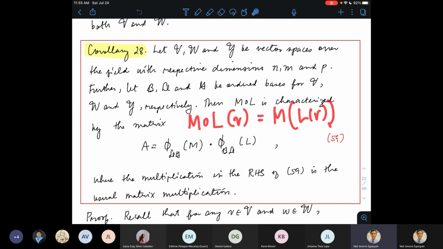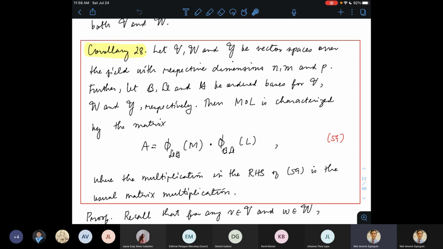So let's see why this is well defined. L of V is an element of W, which happens to be the domain of M. And so M of a W is an element of Y. So this guy is an element of Y. So indeed, M circle L is a map from V to Y. And we have proven in the previous module that M circle L is also a linear transformation, provided that M and L are linear transformations. And so it must also have a matrix representation.